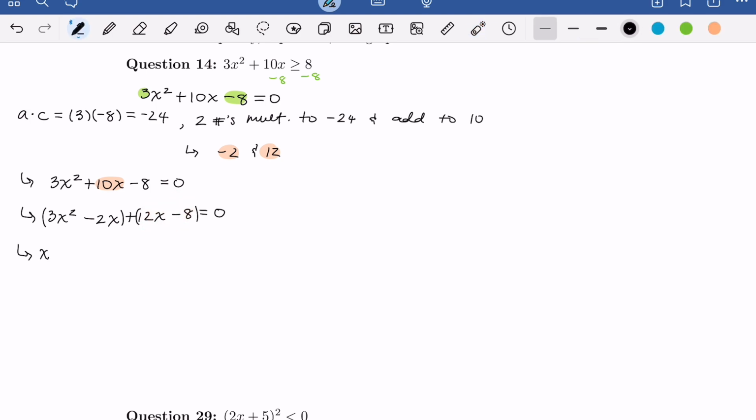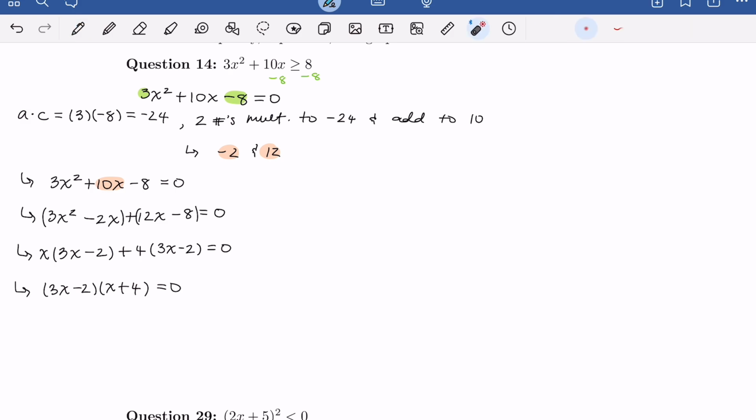We're going to pull out this common factor. So we're left with 3x minus 2. And then for this one, we're pulling out the common factor of 4. So we're also left with 3x minus 2. So finally, pulling out this common factor of 3x minus 2, we're left with x plus 4. So this is this equation here factored. So from here, we want to solve this.